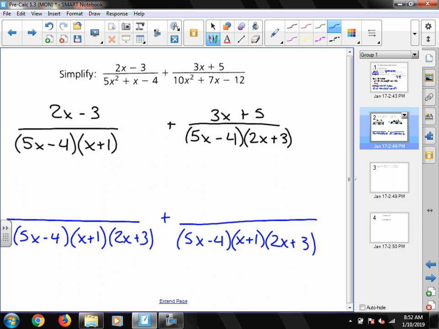And I need to multiply each of these fractions by what piece they're missing. So if I look at the first fraction, 2x minus 3 over 5x minus 4 times x plus 1, okay, I can see right away that the 2x plus 3 shows up in my common denominator, but does not show up in this first fraction. So I'm going to multiply everything by 2x plus 3 and 2x plus 3.